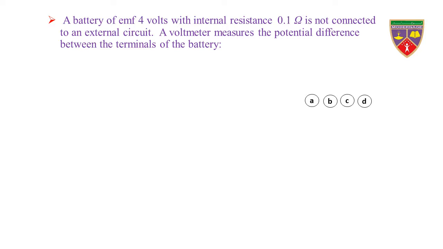A battery of EMF 4 volts with internal resistance 0.1 ohm is not connected to an external circuit. A voltmeter measures the potential difference between the terminals of the battery. Option A plus 4 volts, option B plus 2 volts, option C minus 4 volts, option D minus 2 volts. The key is plus 4 volts. Therefore, the correct option is A.